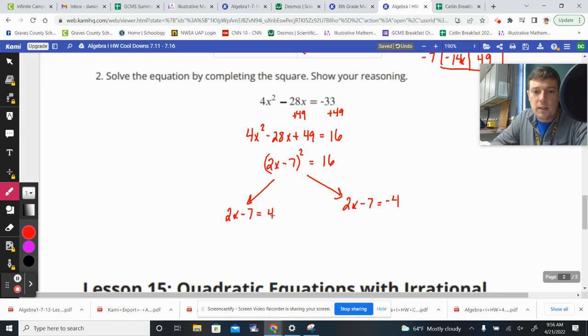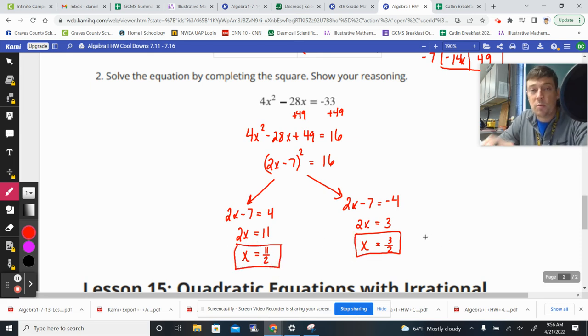So we add 7 to both sides. We get 4 plus 7, which is 11. We divide both sides by 2. We get 11 halves. And then over here, we add 7 to both sides. Add 7 to this gives us 3. And then divide by 2, we get 3 halves. So these are our solutions once we have solved both of the equations.